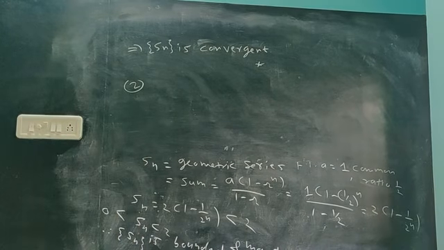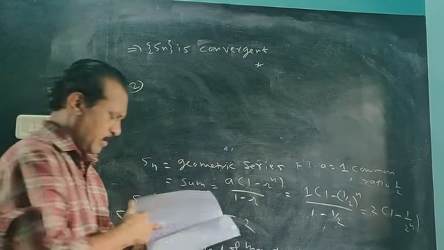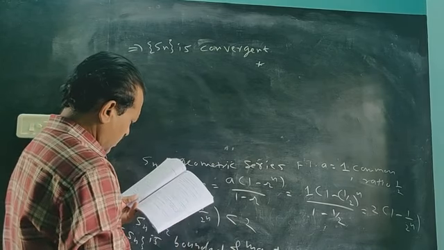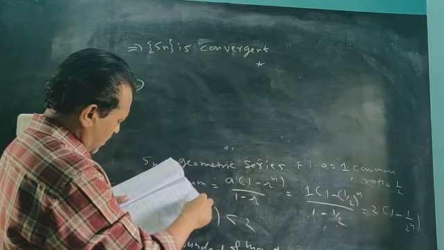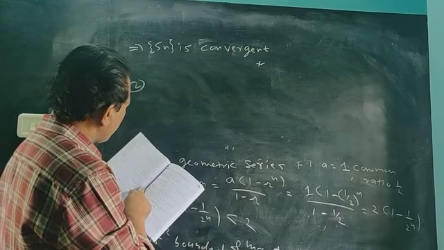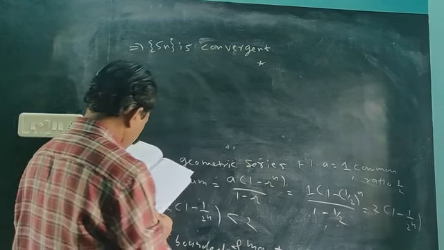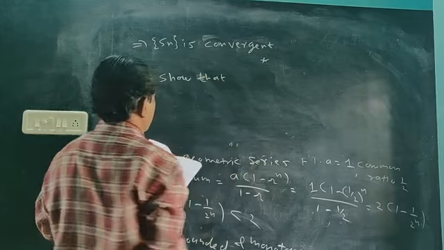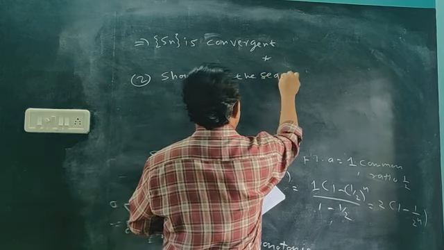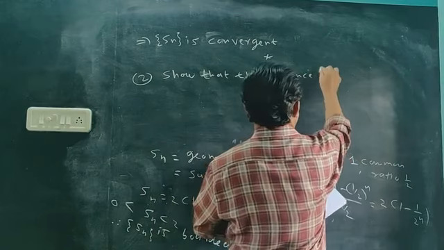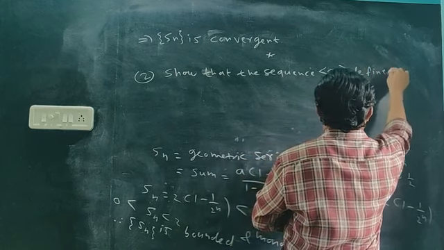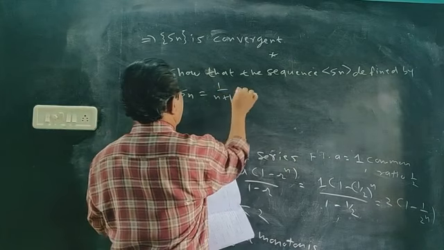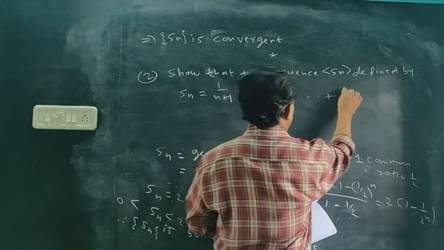Second problem. Show that the sequence Sn defined by this: the Sn terms will be 1 upon n plus 1, 1 upon n plus 2, 1 upon n plus 3, up to 1 upon n plus n.